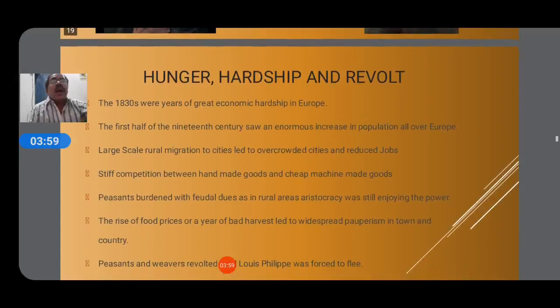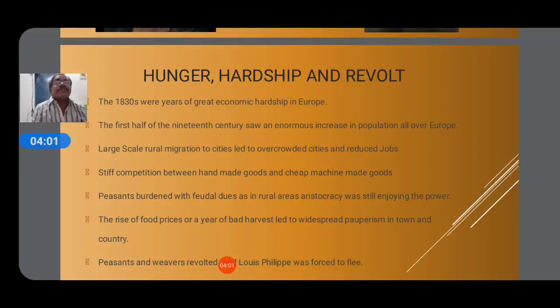The next one, hunger, hardship, and revolt. The 1830s were the years of great economic hardship in Europe. The first half of the 19th century saw an enormous increase in population all over Europe. A large-scale rural migration to cities led to overcrowded cities and reduced jobs. Cities were completely overcrowded, with a severe problem of housing as well as unemployment.